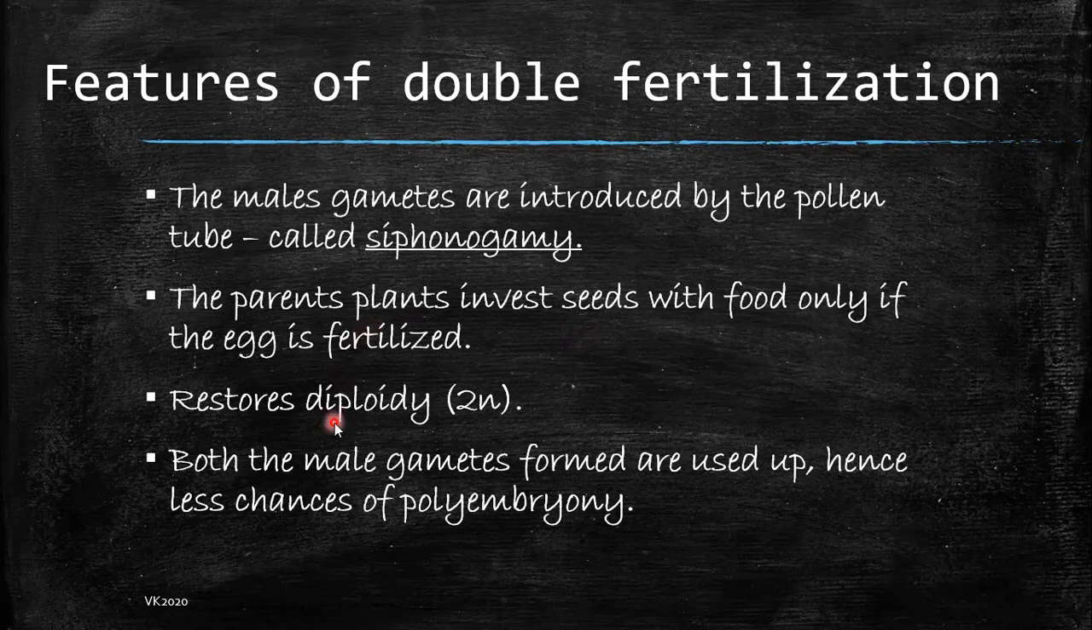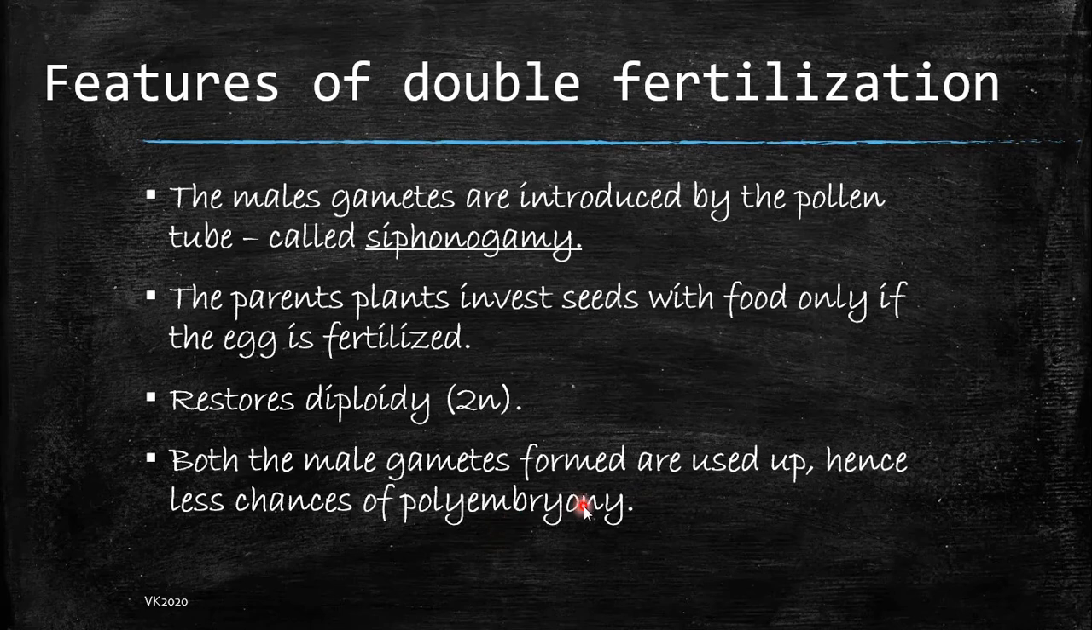It restores the diploidy, because the oosphere or your female gametophyte was only N. You need a 2N to multiply and form a new plant. So here we have one male nucleus and a female nucleus. They fuse and give rise to 2N. Both the male gametes formed are used up, hence there are fewer chances of polyembryony.